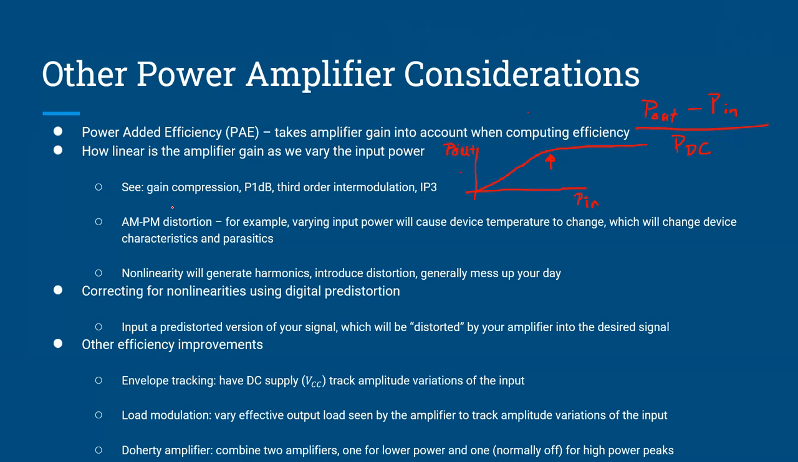And there are a few terms that can characterize how this amplifier behaves near this compression point. So you might see the P1 dB, that is the point at which the gain of the amplifier drops by 1 dB. There's also something called third order intermodulation distortion. That's kind of a more complicated topic, but basically it's just a type of distortion that occurs to the signal. And that's characterized by something called the IP3, or the third order intercept point, but I won't go into that.